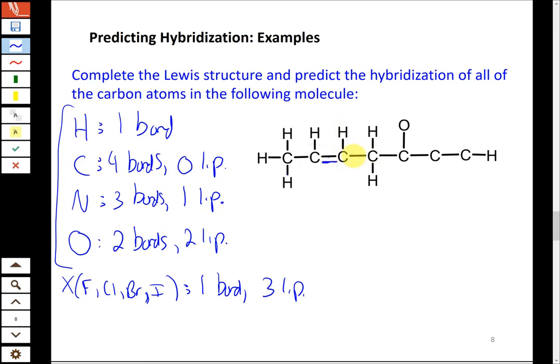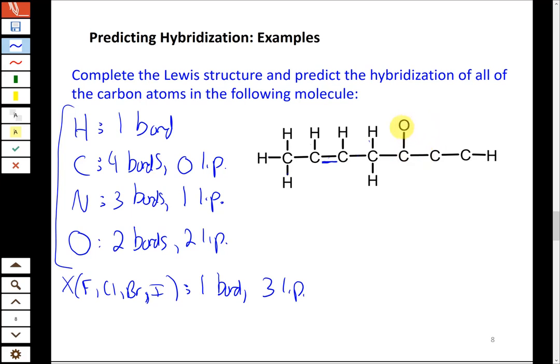We get to this one here. It already has four bonds. Carbon, carbon, hydrogen, hydrogen, total of four. So that one doesn't have anything else. But then once again, we get to this carbon here. It only has three bonds. And this is where we have a little bit of a choice to make. Where should we put the double bond? Should we put it to here or to here?